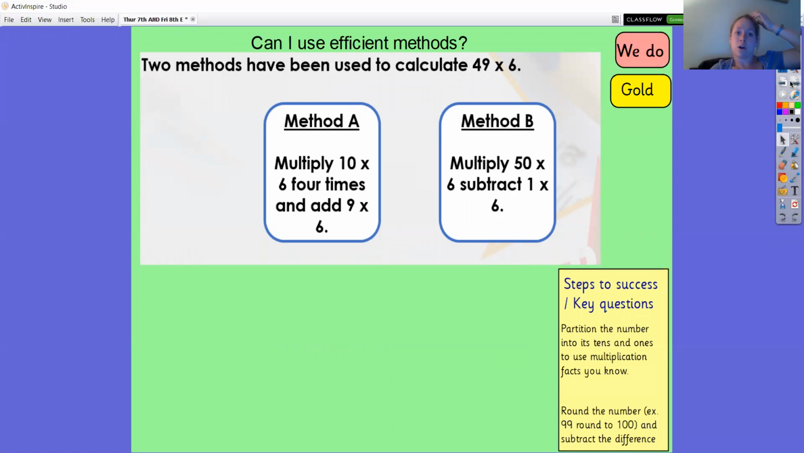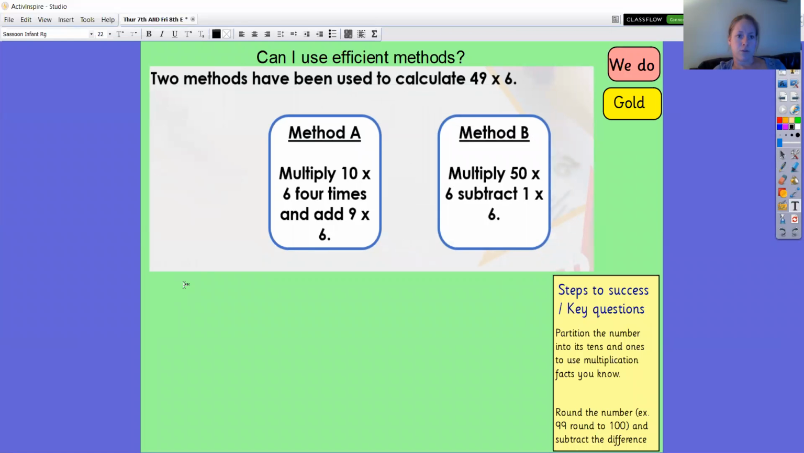So this is still in the gold activities. Now you can see at the top here, saying whether it's silver or gold. So there are 2 methods here that have been used to calculate 49 times 6. The first one, method A, multiply 10 times 6, 4 times, so that'd be the 40 times 6, and then add 9 times 6. So that's like our partitioning way that we were doing. So we would do 40 times 6, or 4 lots of 10 times 6, and then 9 times 6. So that's the first way.